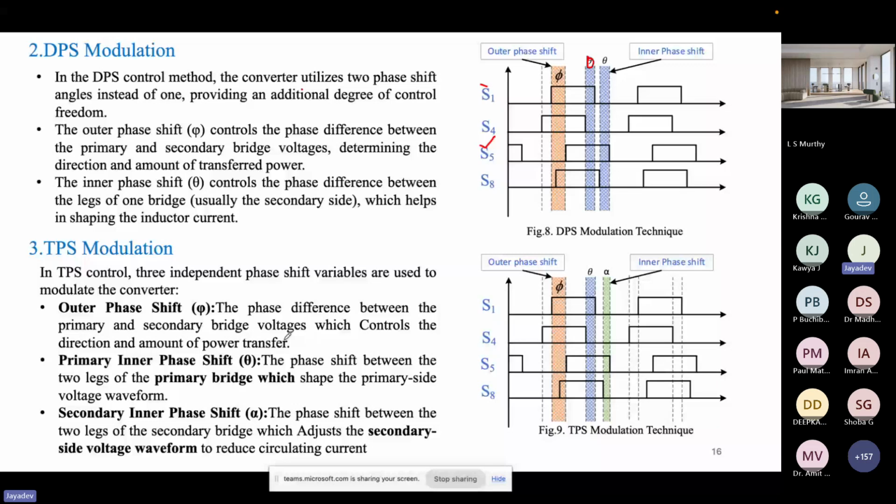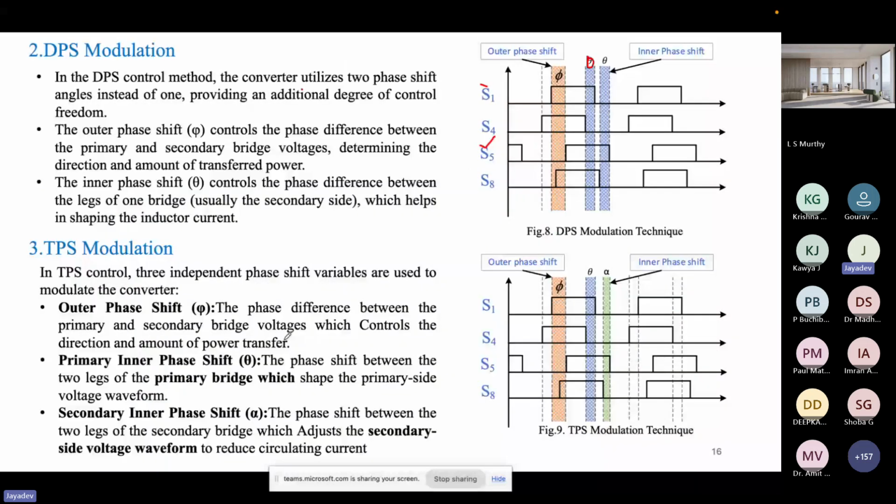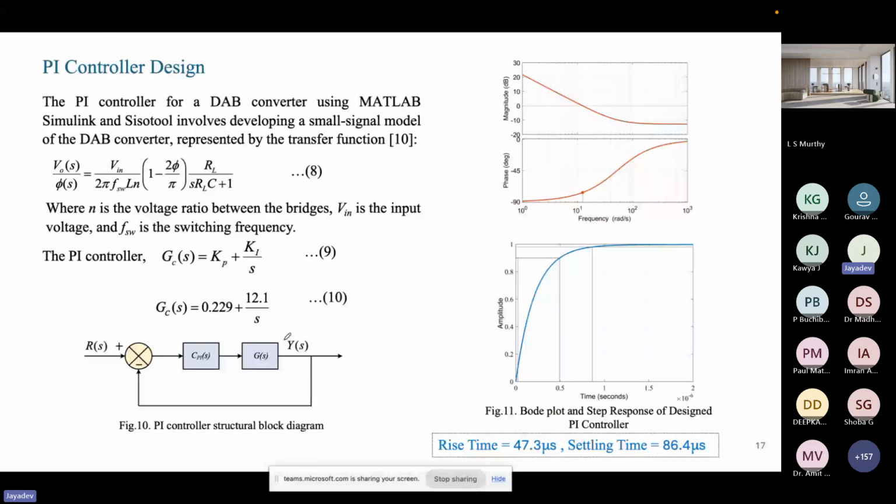For simplicity, what do we do? We are using only this SPS control. Our system operates at 1 and 2 kilowatt, so the SPS modulation technique also works fine. At less power level, in light load condition, the SPS control has much disadvantage compared to the others. But for simplicity, we are using the SPS modulation technique.